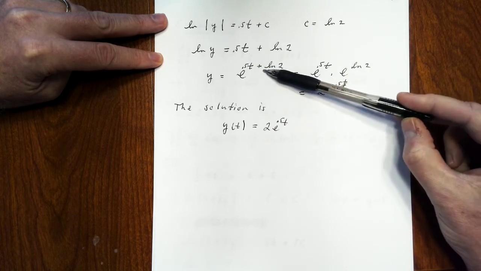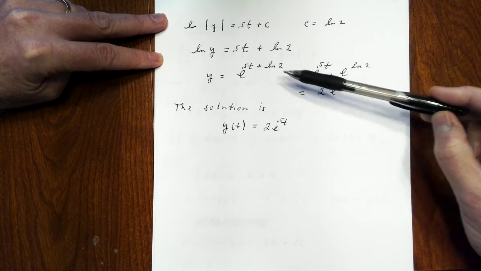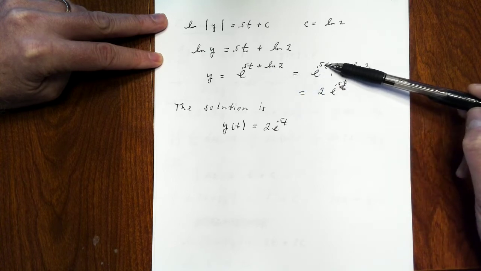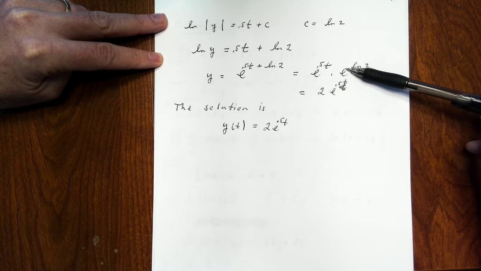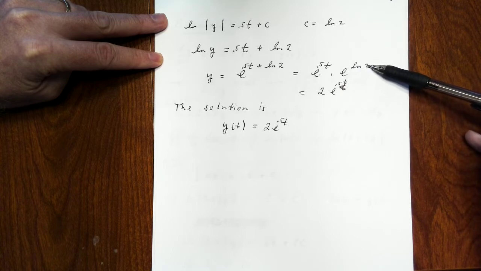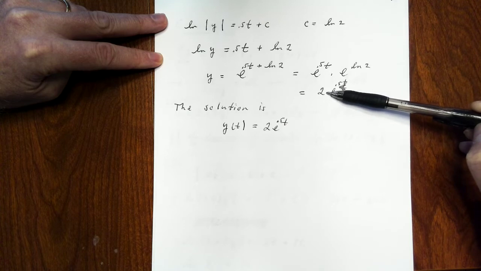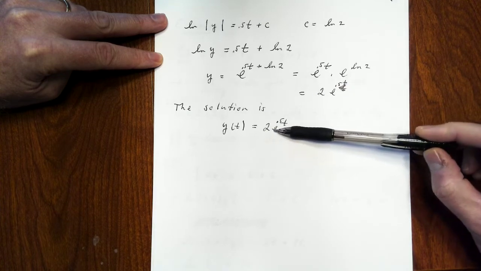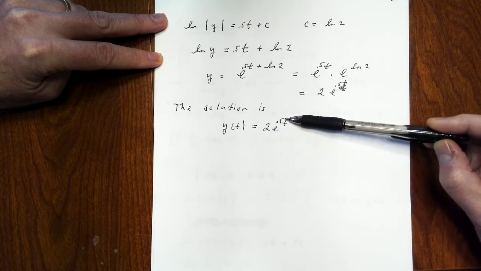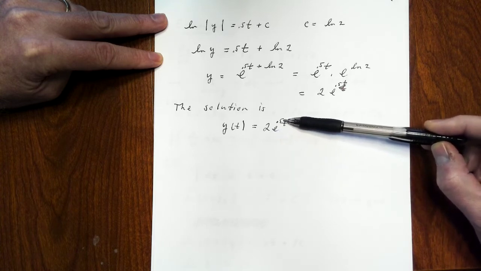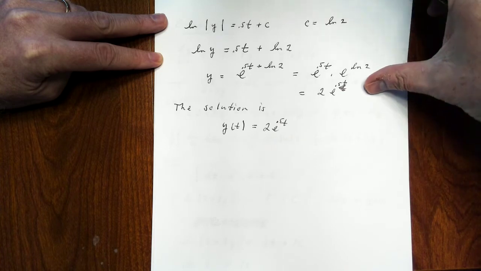Now, using properties of exponents and logs, I can simplify this. It's e to the 0.5t times e to the natural log of 2. But e to the natural log of 2 is just 2. So our final solution is y of t equals 2e to the 0.5t. Let's take a look at another example.